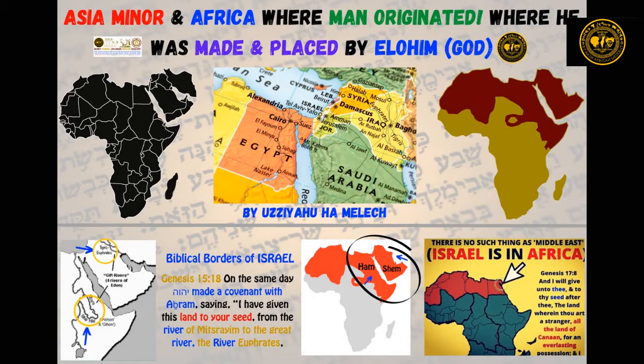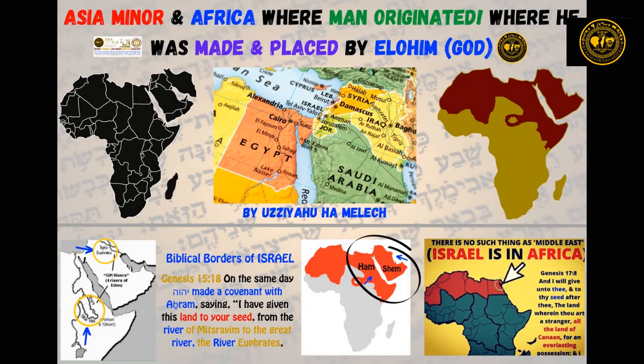So the small little area that you see of Israel, biblically speaking, according to God, is bigger than that. And you see this map right here, Ham and Shem. This is Shem. This is Ham. So that's what Afro-Asiatic is. It's Ham and Shem. It's not Japheth. There was no such thing as Middle East, right? Israel is in Africa.